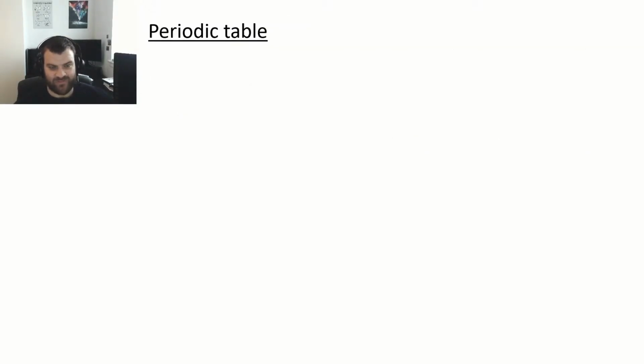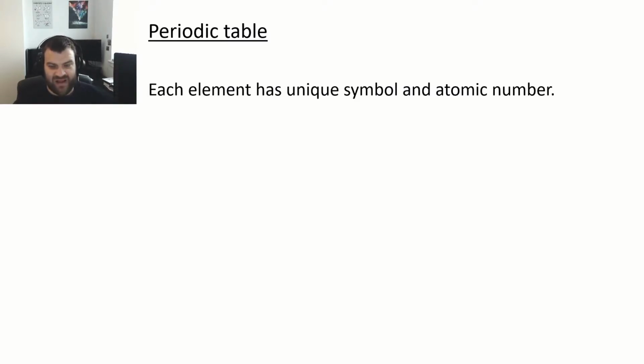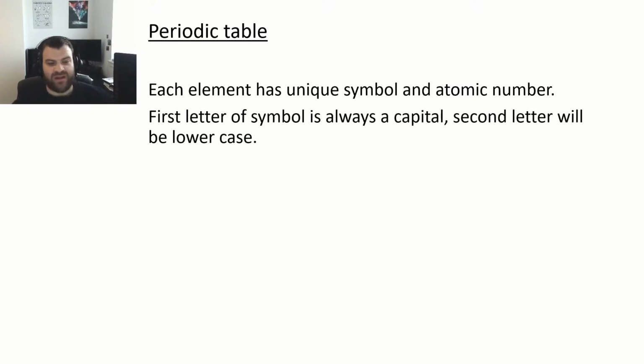If you're told in the question you may wish to use the data booklet, that means use the data booklet. Starting off with the periodic table, every element has its own symbol and its own atomic number. The first letter of a symbol is always a capital letter, and the second one will be lowercase. And in this case, for calcium, the first one's correct. You have a data booklet to refer to, so make sure you're looking at it carefully to get the exact correct symbol for a particular element.